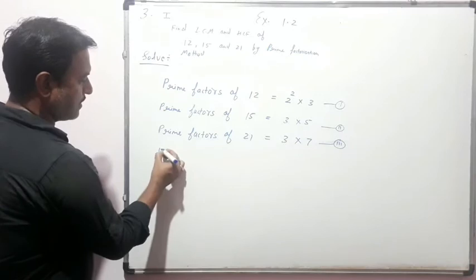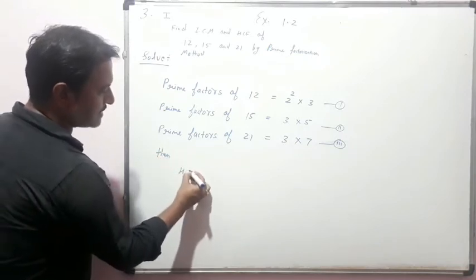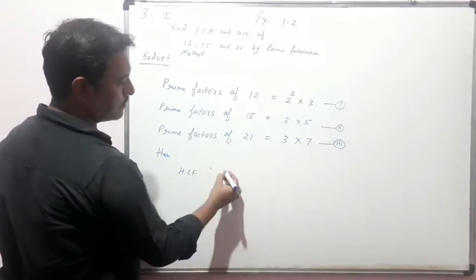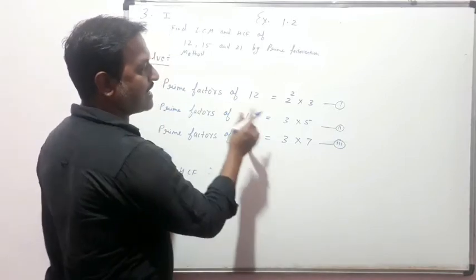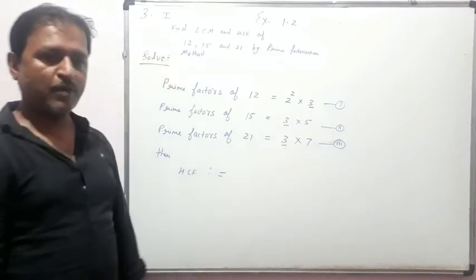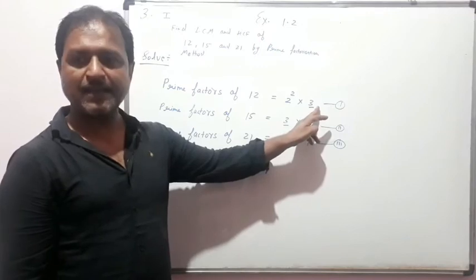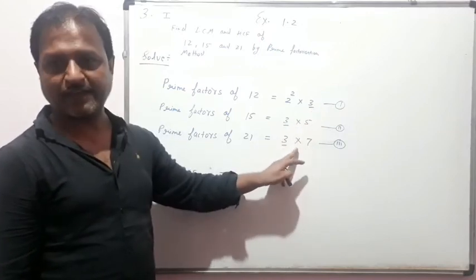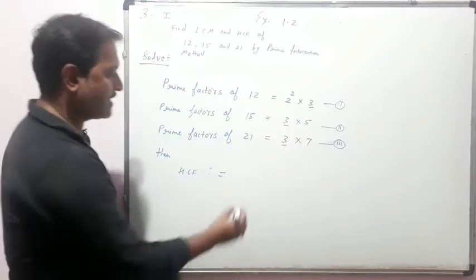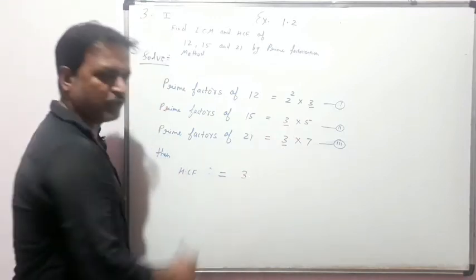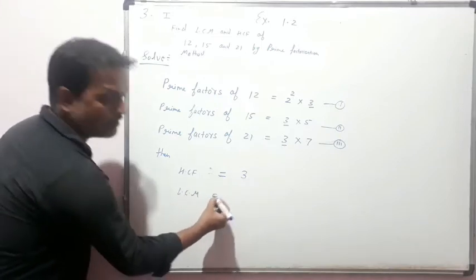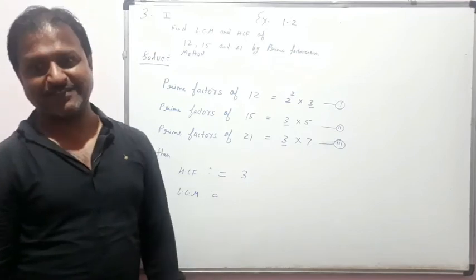Now then, what will be the HCF? For HCF we will search for the common factor which lies in all 3 prime factorizations. So only 3 we have as a common factor, you can see. So HCF is equal to how much? 3. To find LCM, we will take what? The highest power of each factor.